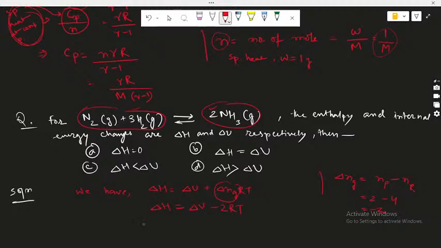So ultimately, after solving, delta H is equal to delta U minus 2RT. Okay, it is already written. Why am I writing it so many times? Sorry. Now you can clearly say that delta H is less than delta U, because the minus 2RT is subtracted from delta U. So obviously delta H will be less than delta U. Option C is the correct answer.